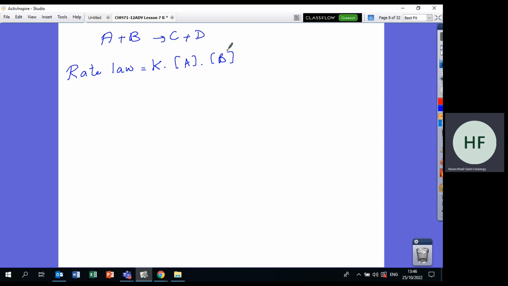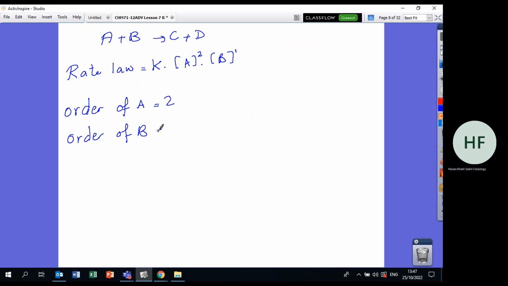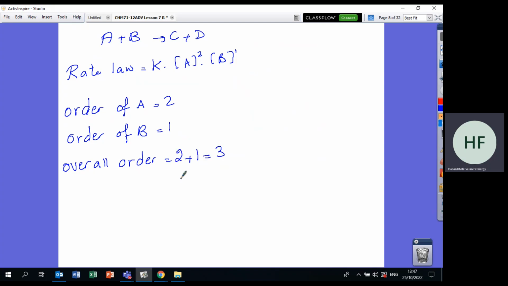Now here there should be powers. Later on I will teach you how you can find these powers. Maybe this is 2 and this is nothing, which means 1. Now this power, in math it's called power. In chemistry I call it order. So whenever I say order of A, it's equal to 2. This one is called the order of B, which means power of B, this is 1. Whenever I say what is the overall order, it means you add these two together. So the overall order will be 2 plus 1, which is equal to 3.